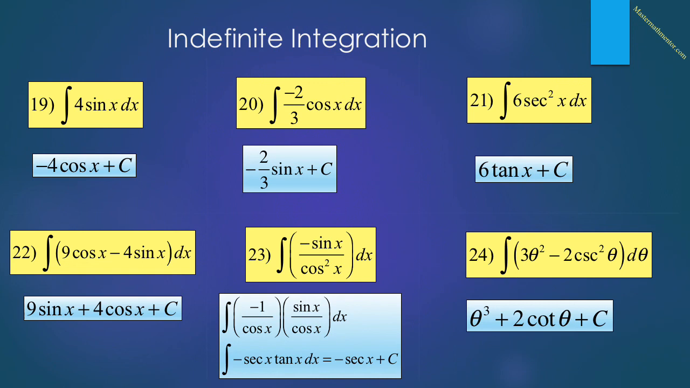Finally, 24 reads the integral of 3 theta squared minus 2 cosecant squared theta d theta. This is a problem that mixes both regular functions and trig functions, and the integral of 3 theta squared is theta cubed, and the integral of negative 2 cosecant squared theta is positive 2 cotangent theta, and we add on the plus c. For all these problems, it is recommended, again, that you take the derivative and see if you come back to the original expression.